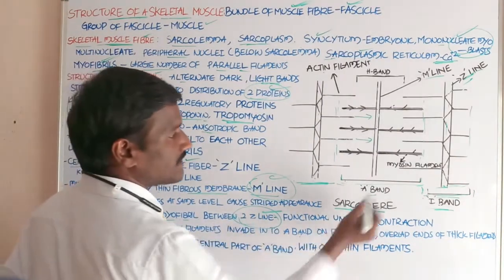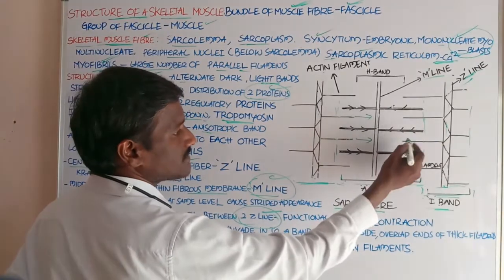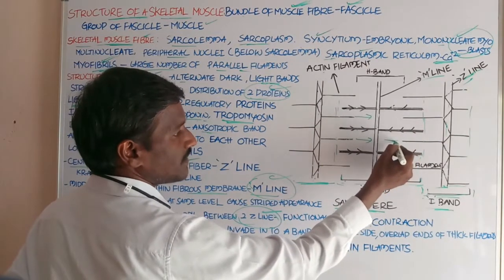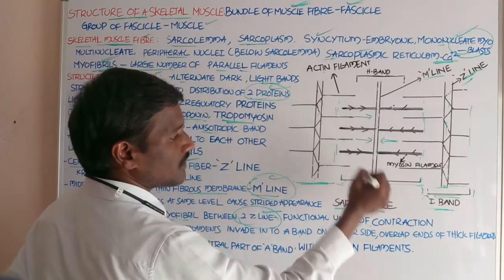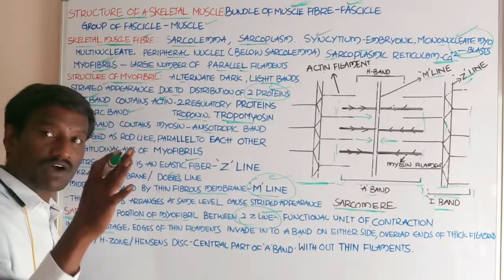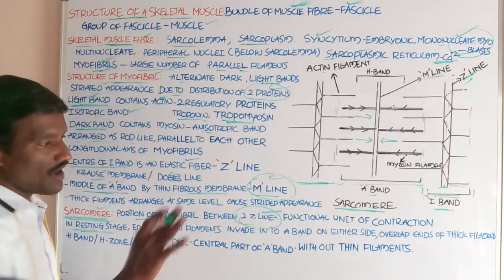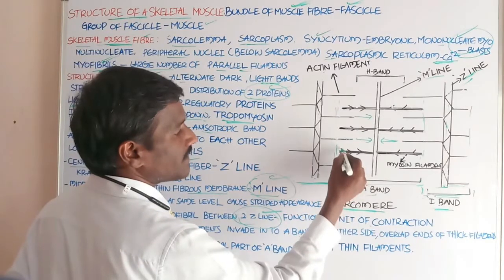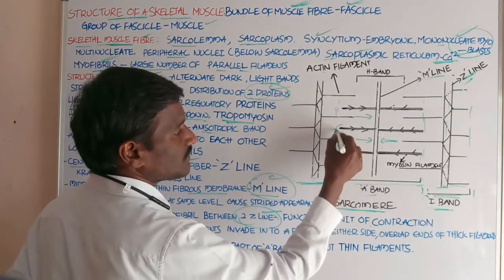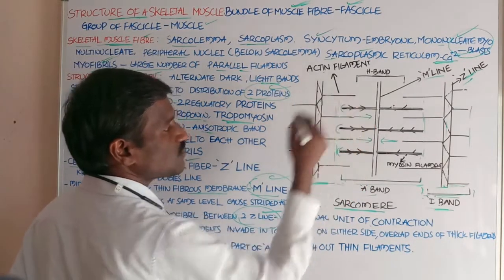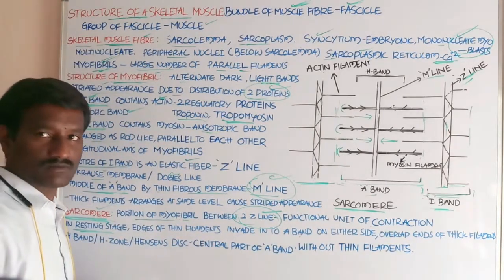And on the other side, the thin filament invades into the middle part of the A band at the time of relaxation only, and overlaps the ends of the thick filaments. These thick filaments are also overlapped or covered.